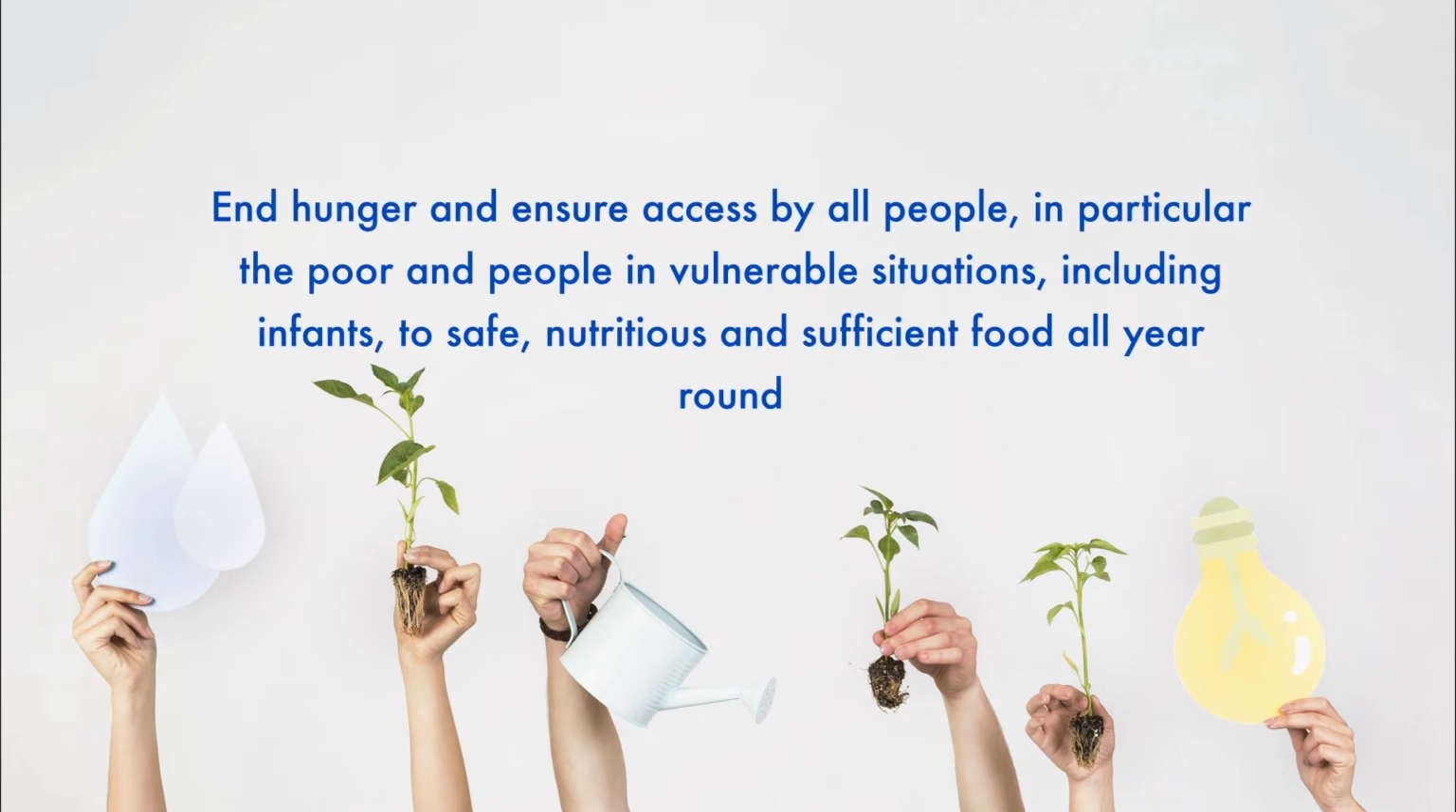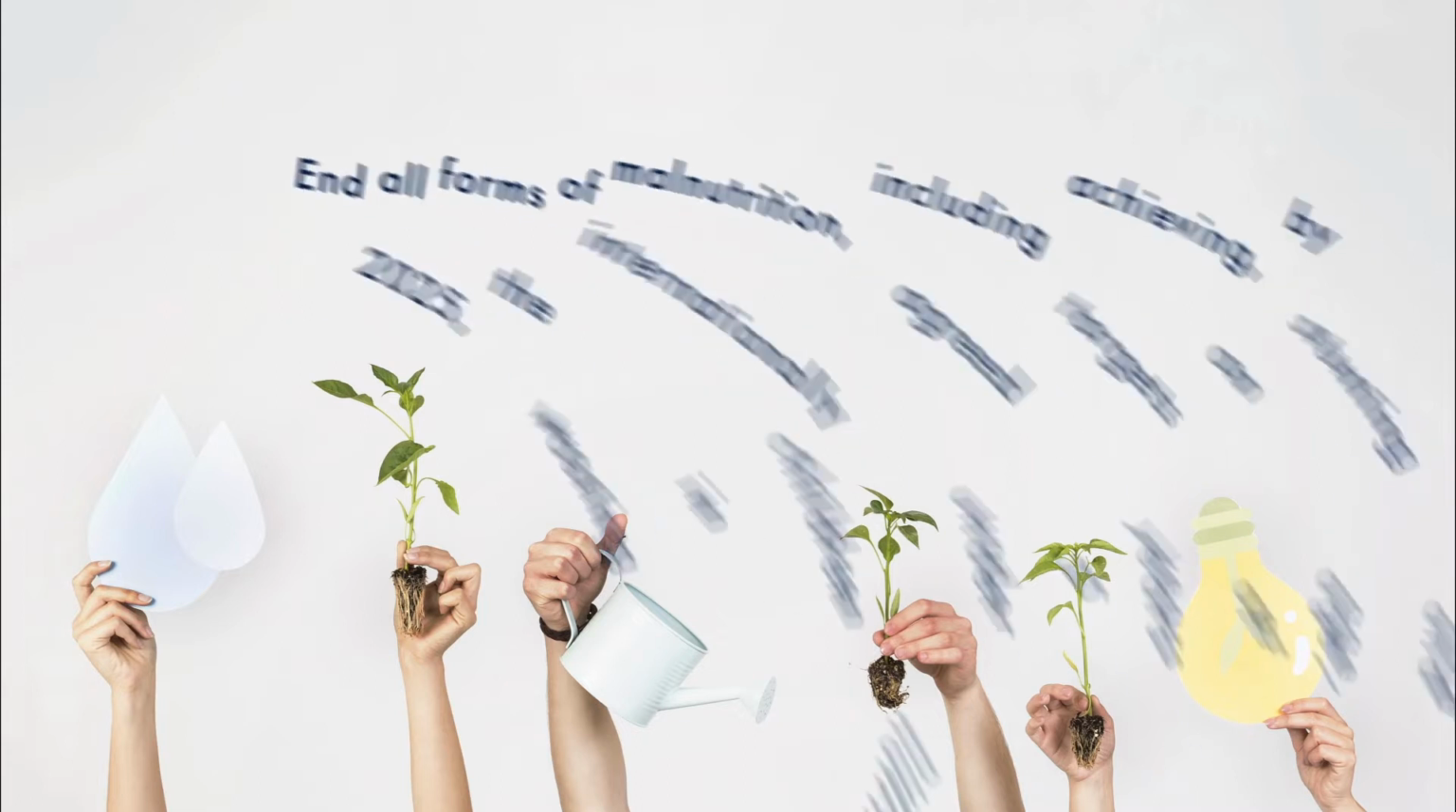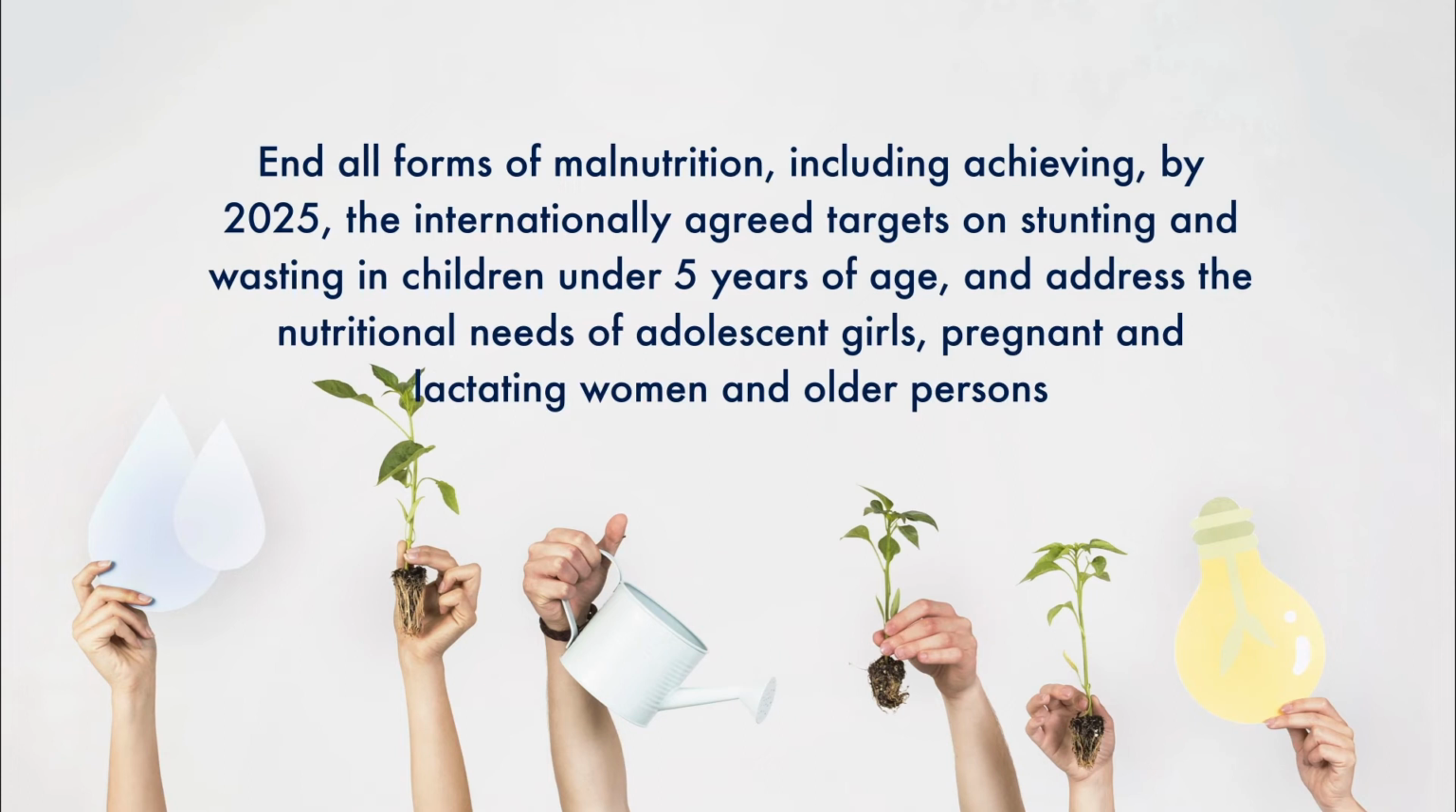Of the 8 targets, a few of the important key targets are: by 2030 to end hunger and ensure access by all people, in particular the poor and people in vulnerable situations, including infants, to safe, nutritious, and sufficient food all year round, and to end all forms of malnutrition, including achieving by 2025 the internationally agreed targets on stunting and wasting in children under 5 years of age, and address the nutritional needs of adolescent girls, pregnant and lactating women, and older persons.